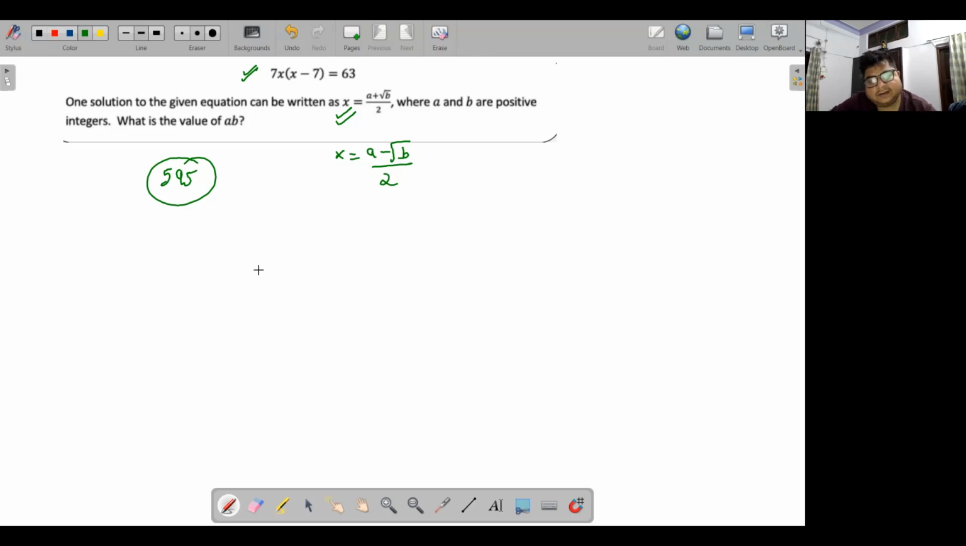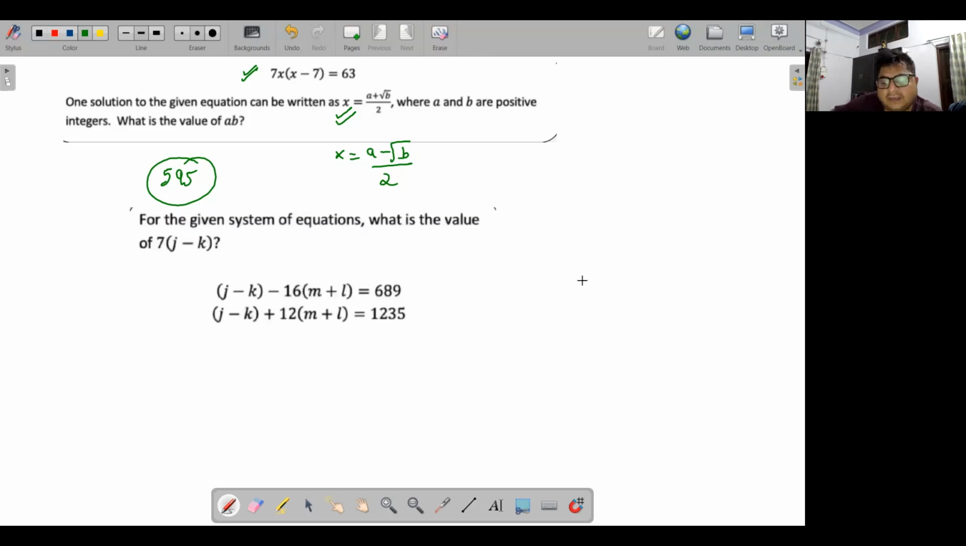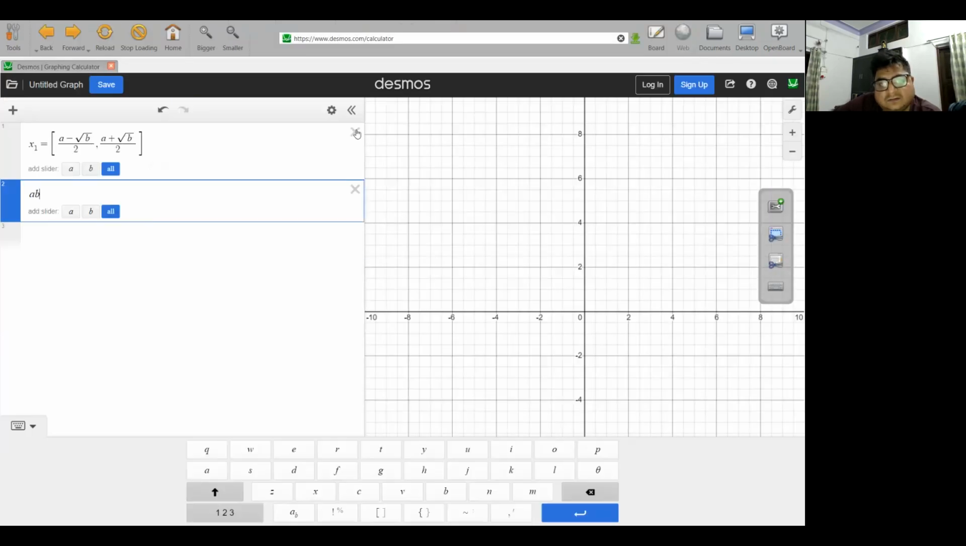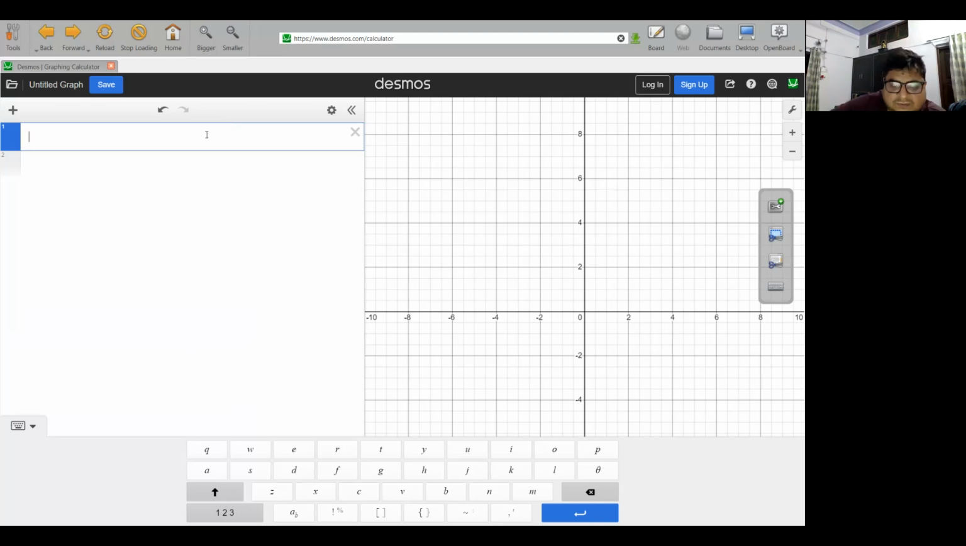So now the next question is based on a system of equations. We will solve the system of equations as it is with the help of Desmos. There is no need to change anything. You just type those equations in the regression equation. So regression equation is this one.